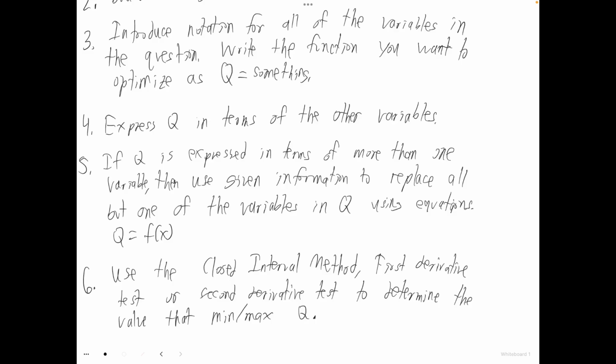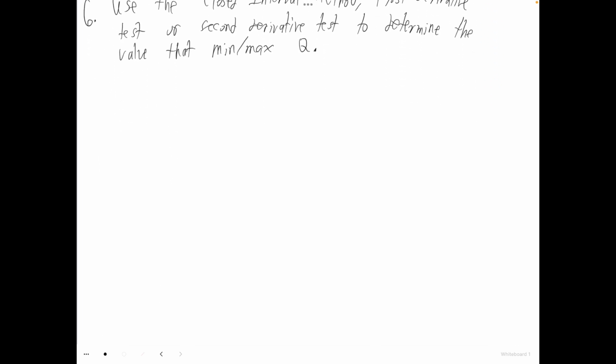And so we're going to do some examples of actually going through this process. In terms of actually doing this, step 5 is usually where most students get hung up on, and it's just literally getting all but one of the variables to disappear using equations. And we're going to see that as we go through these examples.